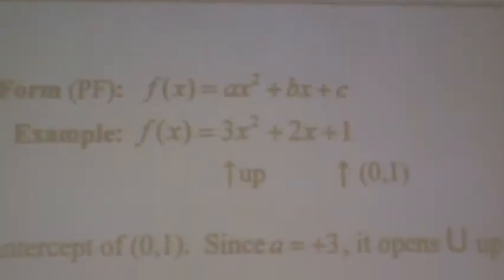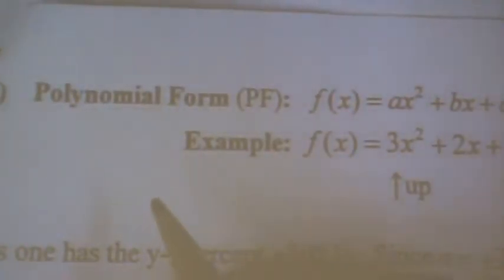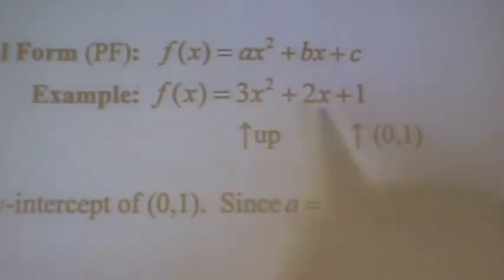This form is called polynomial form, or another way to say this is standard form, but PF is polynomial form. There are 2 nice things about this form. What's this number right here? It's the C value. But what does the C value give you? The y-intercept. So if A is positive, it's going up. If it's negative, it's going down.